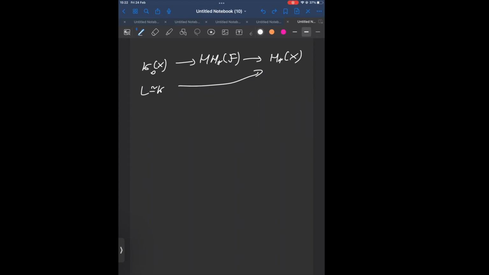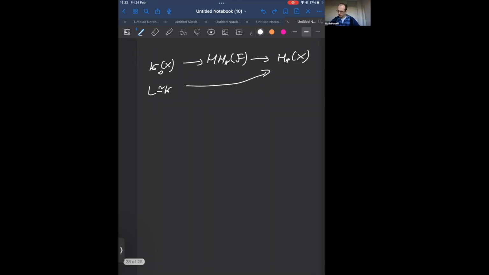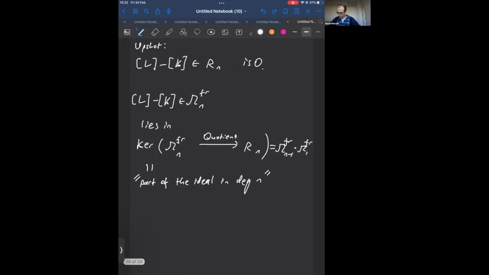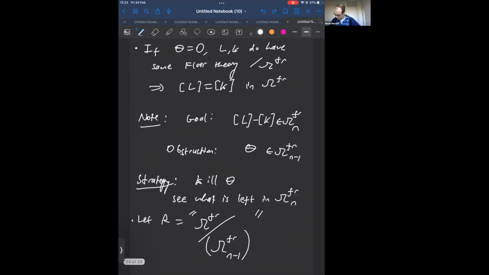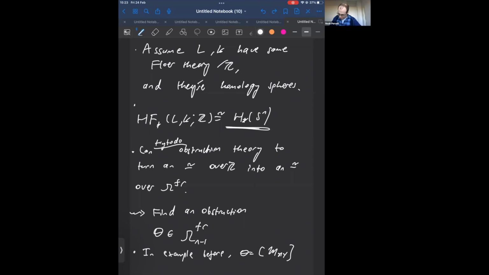I have a question. Maybe I missed this, but where did you use the fact that the Lagrangians were homology spheres? So if they're quasi-isomorphic and homology spheres, then I know that HF of LK is that of a sphere. Where did I say that? Here.